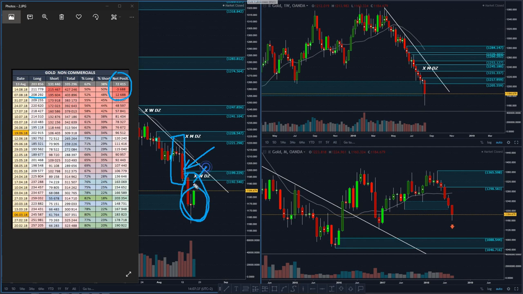However, for the longs, I need to see this taken out first, and then a new zone created. And I also need at least one weekly zone taken out, because I'm not gonna take longs against this. And as I said, I'm expecting this to drop, so I will be looking only for the shorts.